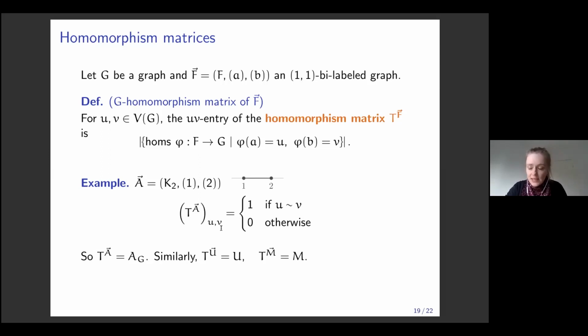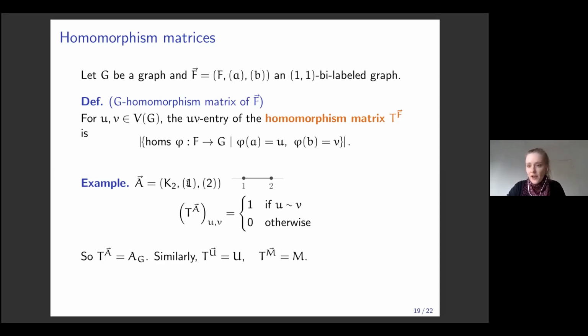So let's see, in the UV entry, I need to put the number of homomorphisms that take vertex 1 to U and 2 to V. Now, because it's a graph homomorphism, if vertices U and V are not adjacent, then, because 1 and 2 are adjacent, I need to map them to adjacent vertices, there are going to be 0 such graph homomorphisms if U and V are not adjacent. And now if they are adjacent, there's precisely 1 homomorphism.